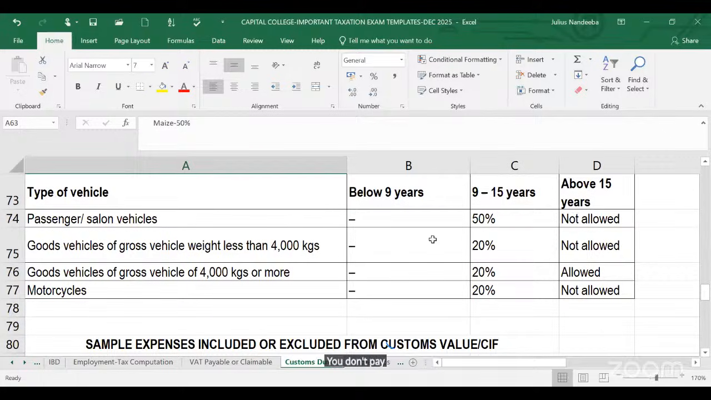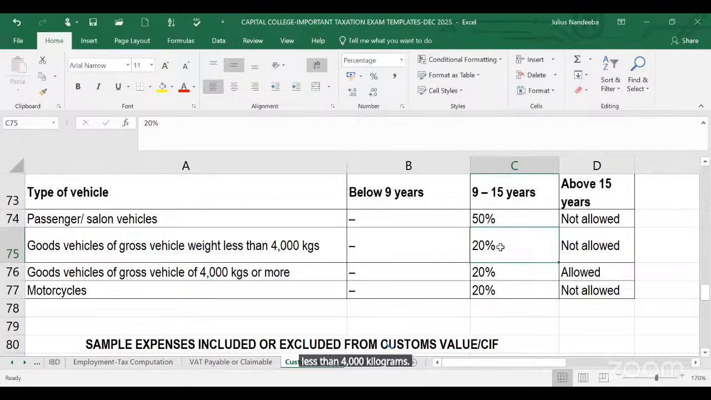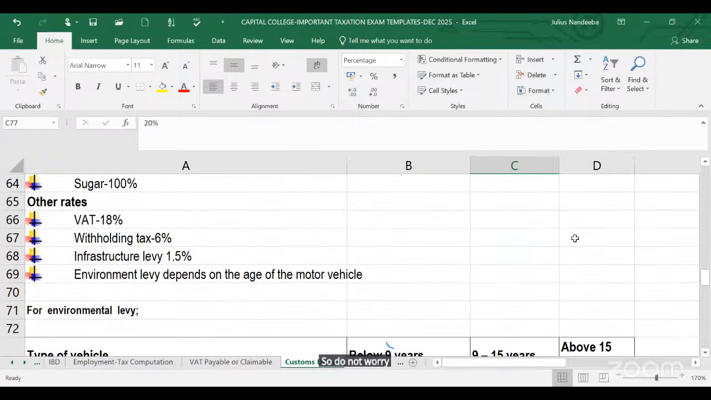But largely speaking, if the motor vehicle is below 9 years, you don't pay any environmental levy. If it is between 9 to 15, if it is a passenger motor vehicle, 50%. If it's a goods vehicle, less than 4,000 kilograms, 20%, more than 4,000 kilograms, 20%, motorcycles, 20%. And if you have any vehicle above 15 years, they can't even allow it to come to Uganda. But even if they're asking you about vehicles, they'll give you all these rates. So do not worry. But as a student, remember them.